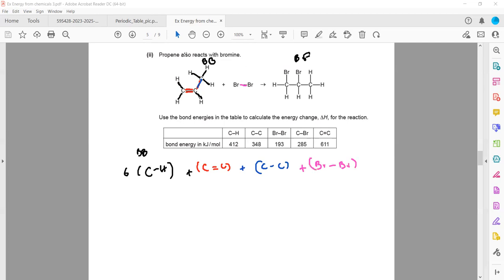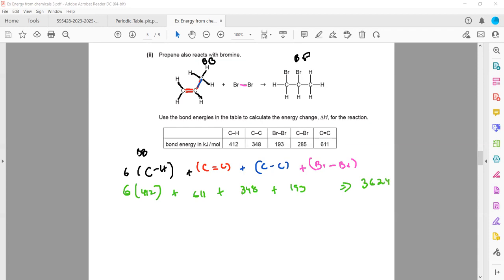Then we can substitute the values. So this will be 6 multiplied by the carbon-hydrogen bond energy, 412, plus the carbon-carbon double bond, 611, plus the carbon-carbon single bond, 348, then the bromine-bromine single bond, 193. We just add them to get the bond energy. So when we sum, the total bond breaking energy will be 3624. That's the bond breaking energy.